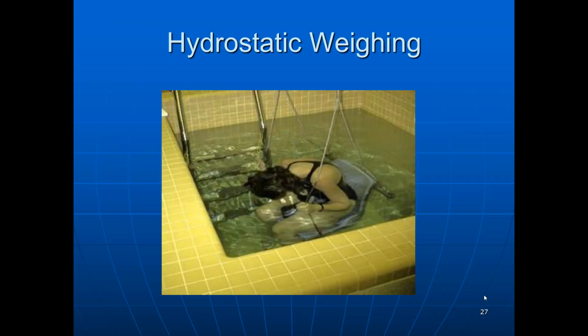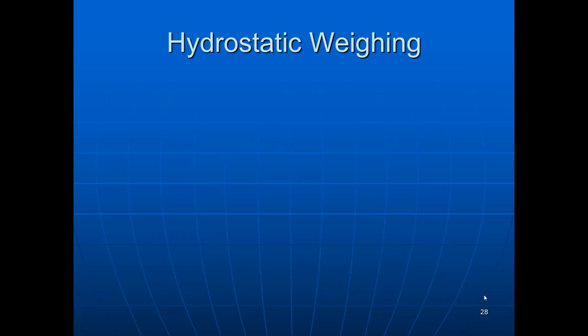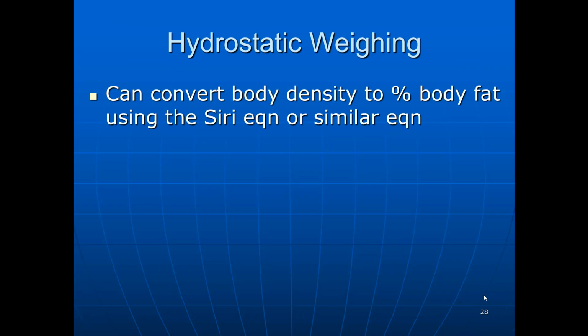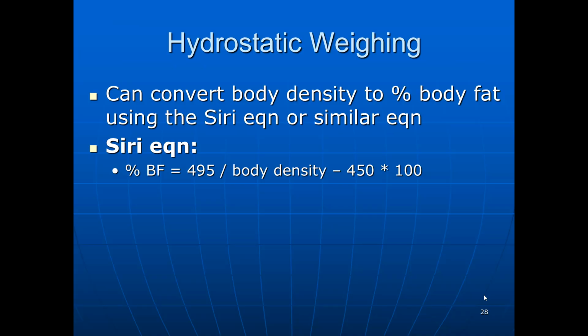So this is what it looks like. The person's trying to go underwater. Ideally, they would be completely submerged, and their body weight is obtained via a scale. And then once you have that density, you just convert body density to percent body fat using the Siri equation or a similar equation. So this is the Siri equation, and no need to memorize this equation, but this is it. This is the most commonly used equation.